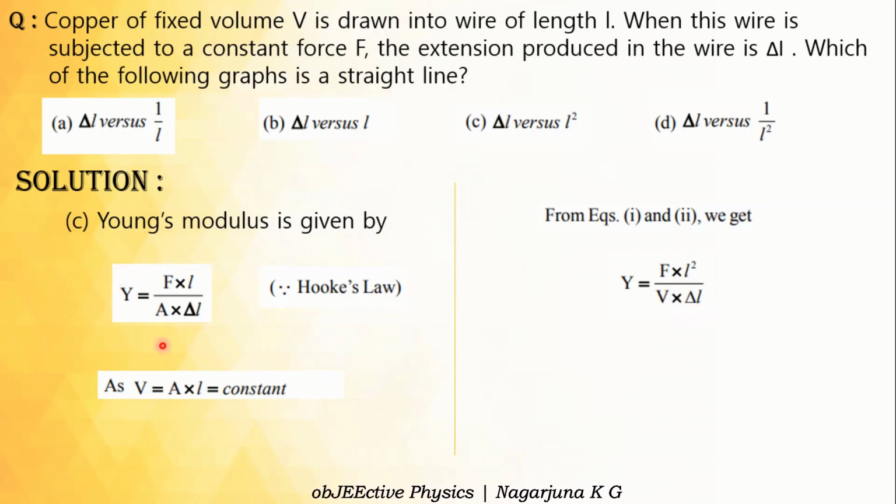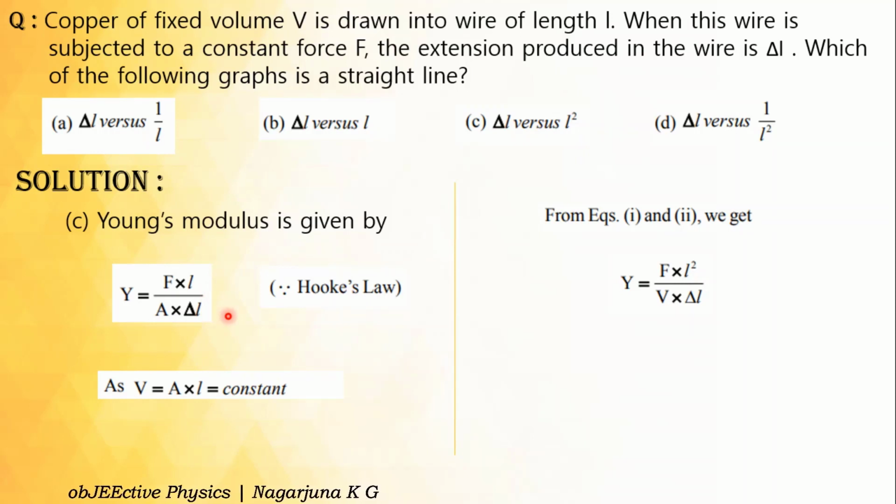From equations 1 and 2, we get Y is equal to F into L square by V into delta L. Observe here, Y is equal to FL by A into delta L. This is the definition of Young's modulus. If this right side quantity F into L by A into delta L is multiplied with L divided by L, we get F into L square in the numerator, and denominator A into delta L into L. A into L is volume, so V into delta L.